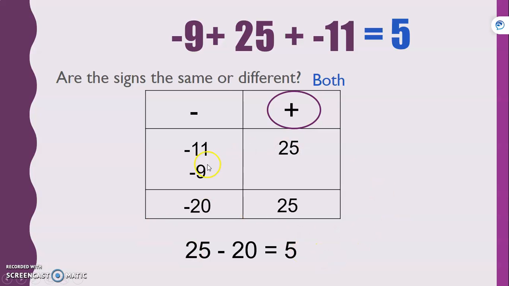So my solution is going to be positive 5. Now another way to remember that is who has more to start with. We have more positives than we have negatives. So my solution would come out to be positive. Let's try one more like that.